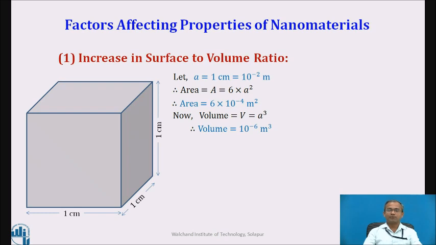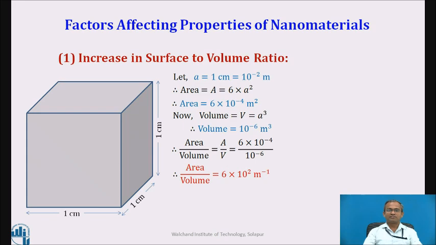Therefore, the surface area to volume ratio will be A divided by V, that is 6 into 10 raised to minus 4 divided by 10 raised to minus 6, which is to say 6 into 10 raised to 2 per meter.